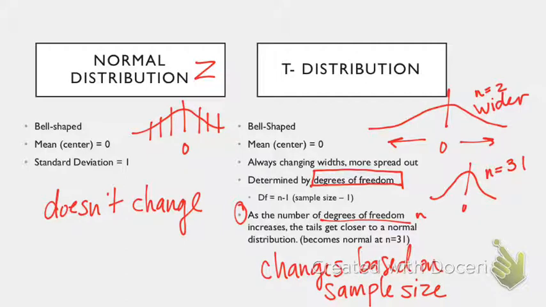Your degrees of freedom is equal to sample size minus 1. You do need to memorize this. So that's not given to you as a formula. What is degrees of freedom? DF equals n minus 1, or sample size minus 1.